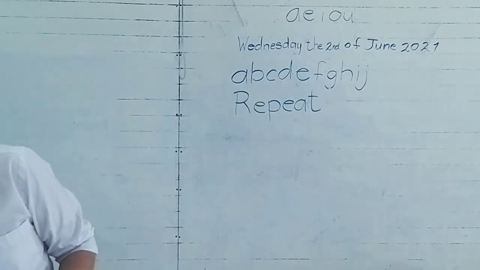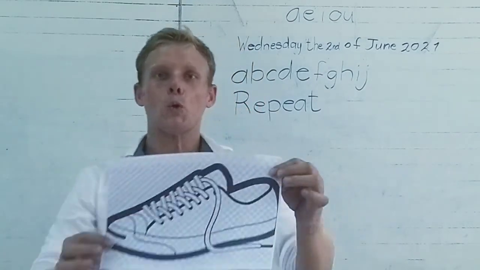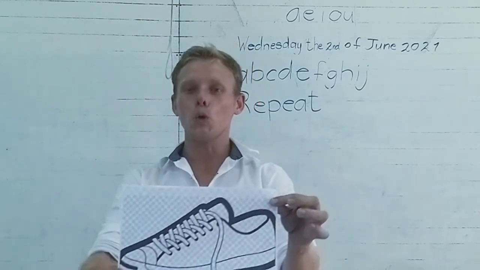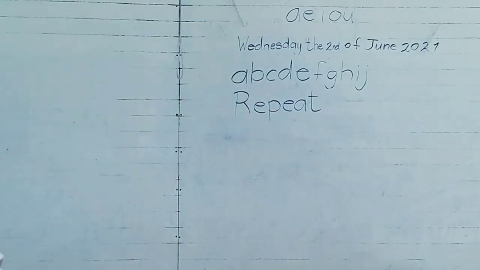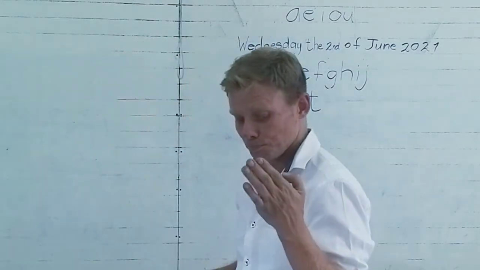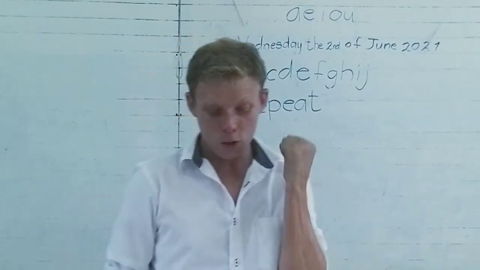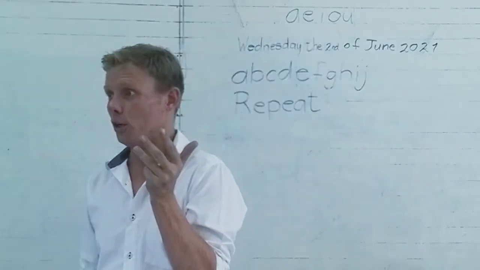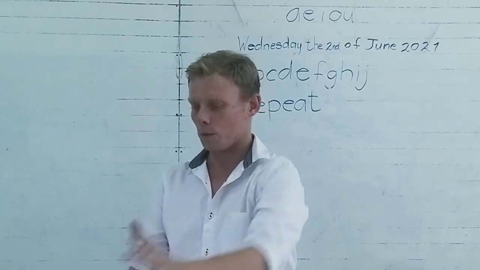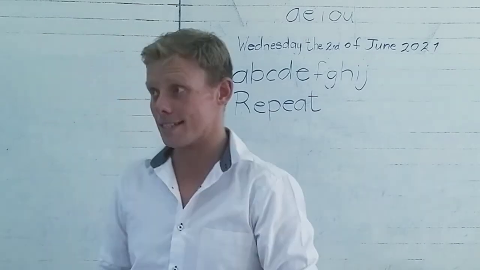Okay, and the last one we had was shoe. Shoe, shoe. Okay, good. So, clock, jumper, shoe, board game. What else? Guitar. Yes, clock, board game, guitar, jumper, and shoe. Good.